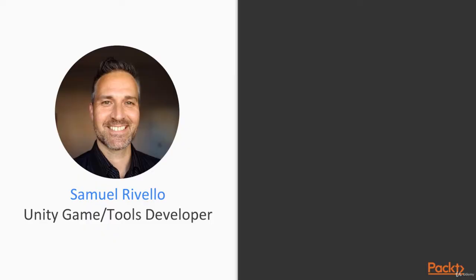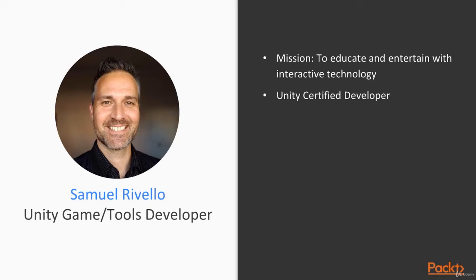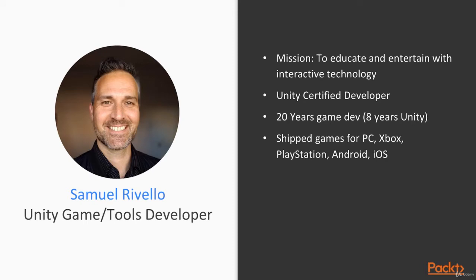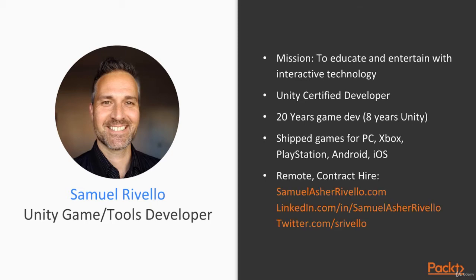My name is Samuel Asher Ravello. My mission in my career is to educate and entertain with interactive technology. I am a Unity certified developer with over 20 years of game development experience. In the last 8 years, I've focused specifically on Unity, shipping Unity games for PC, Xbox, PlayStation, and more. Typically on projects, I'm a Unity game developer, or a Unity Tools developer, and I'm available for remote contract hire.